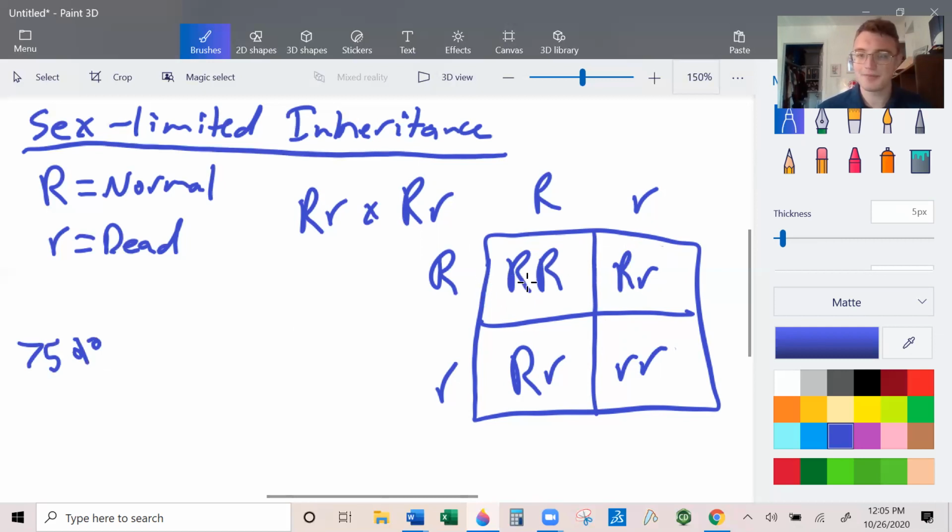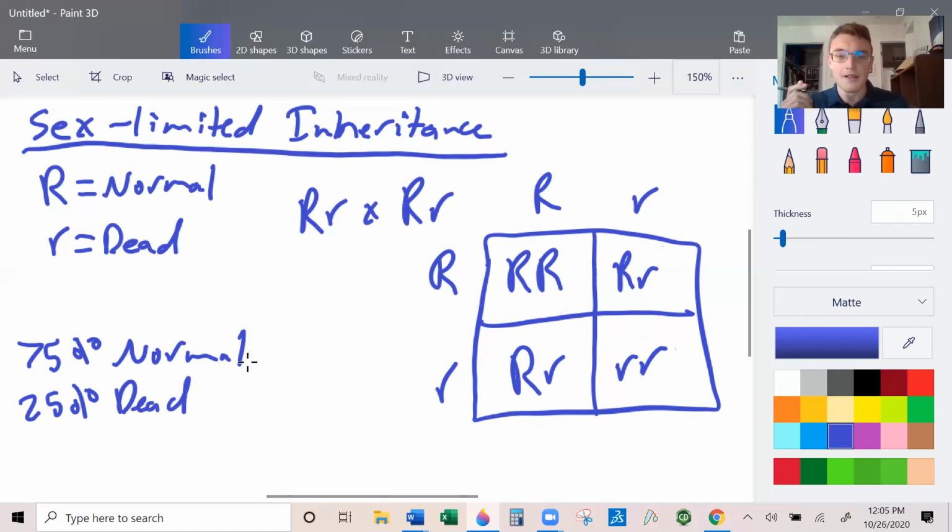You would have 75% normal and 25% dead, right? That's how your brain says to work this out. But with these lethal allele ones, they're going to mess with your phenotypic ratios, because being dead is not a phenotype. Being dead is a state of being.